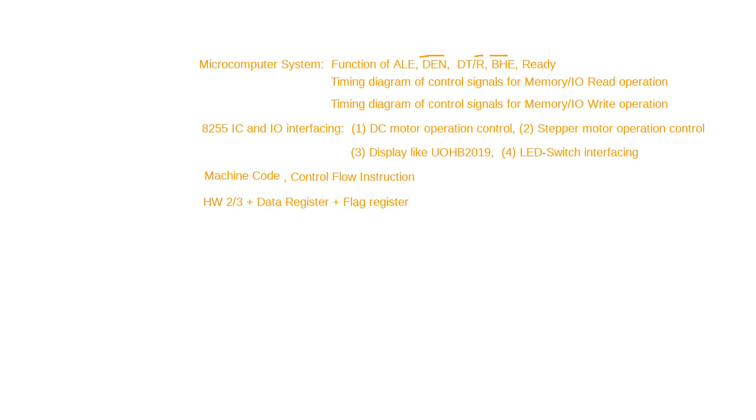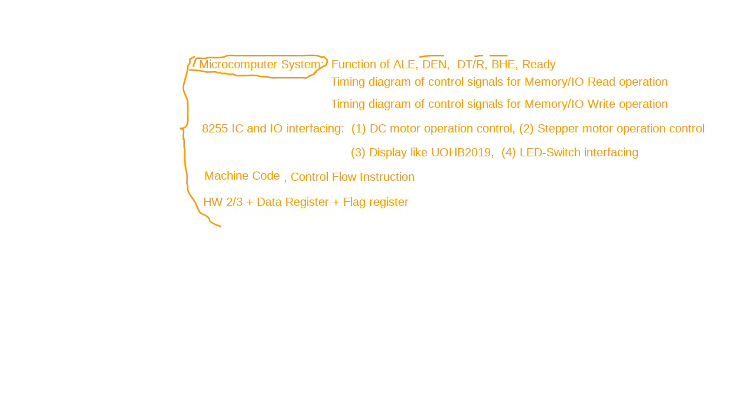Okay, so look here. This is the summary of the whole syllabus. First of all, this is the latest chapter that we just discussed today: the functions of some control signals like ALE, DEN, data transfer or receiver, bank high enable, and ready. So these are the functions.